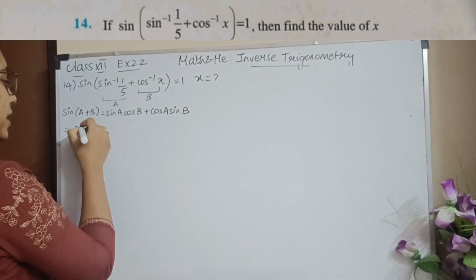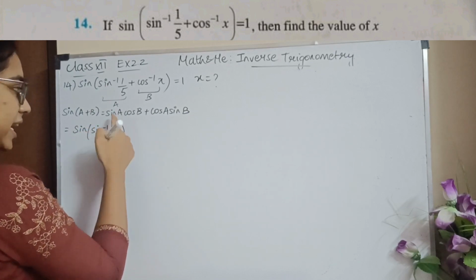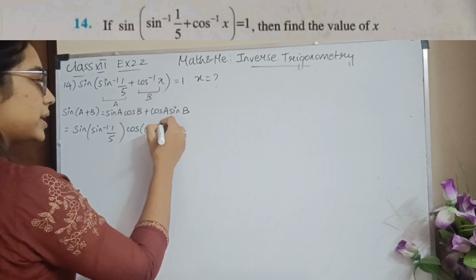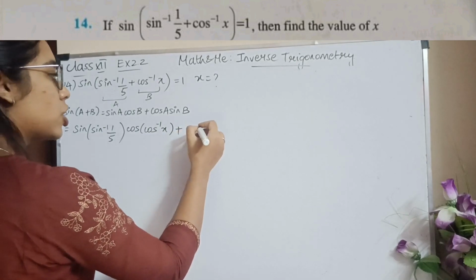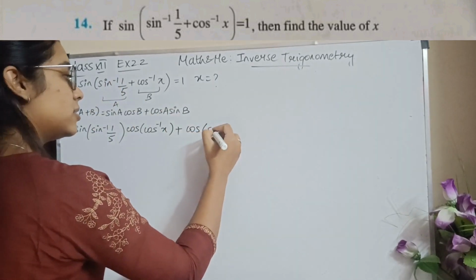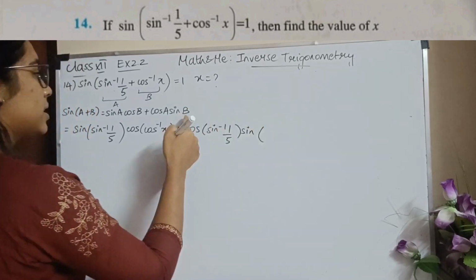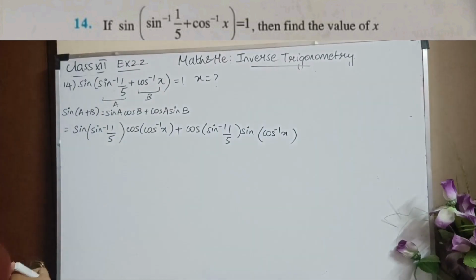Sin a. What is my a here? Sin inverse of 1 by 5. So sin a, cos b. What is my cos b? Cos of b, so cos inverse of x, plus cos a sin b. So it will be cos a, what is my a? Sin inverse of 1 by 5, times sin b. What is my b? Cos inverse of x. Okay, so this is my first step.